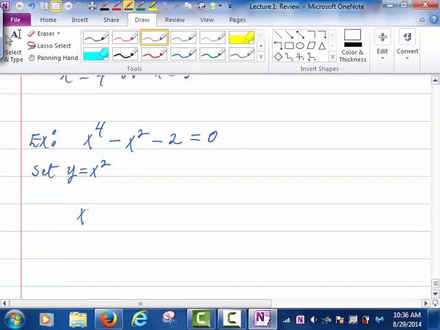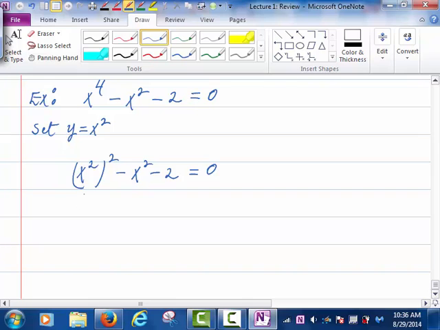Notice that I have x squared for the x to the 4 minus x squared minus 2, which is 0. So if I set y to be x squared, then I get y squared minus y minus 2 equals 0. Now I have a quadratic. If you factor it out, what do you get? y minus 2 times y plus 1.